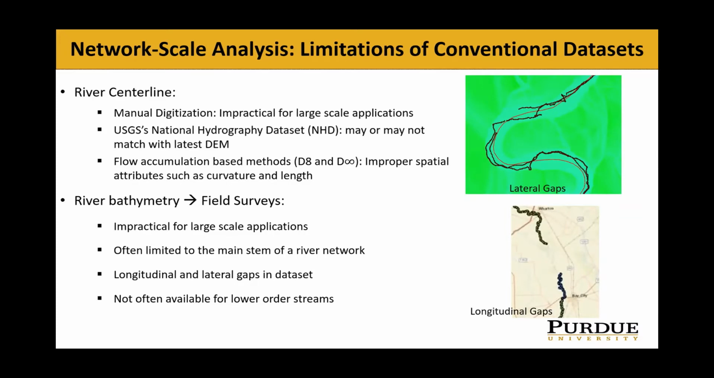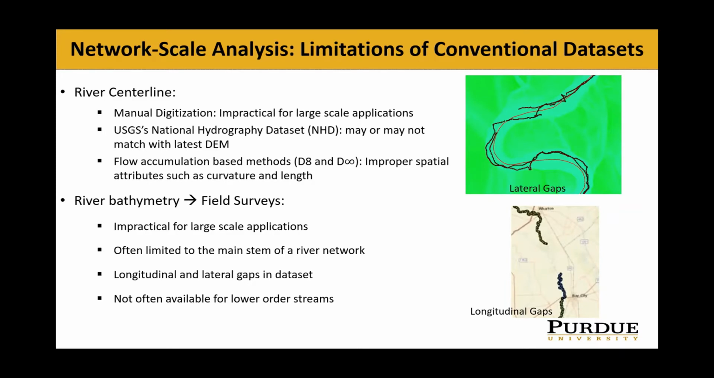That was from survey data. Now, the second thing that has become a focus in the last few years is going for larger scale applications, where you're modeling entire watersheds, and therefore you want to generate bathymetry for that entire dendritic network of the river. And this becomes extremely difficult because all the inputs that you need, including the surveys, are usually not available at such large scale. So you either have gaps laterally or longitudinally, and you almost never have data for lower order streams.